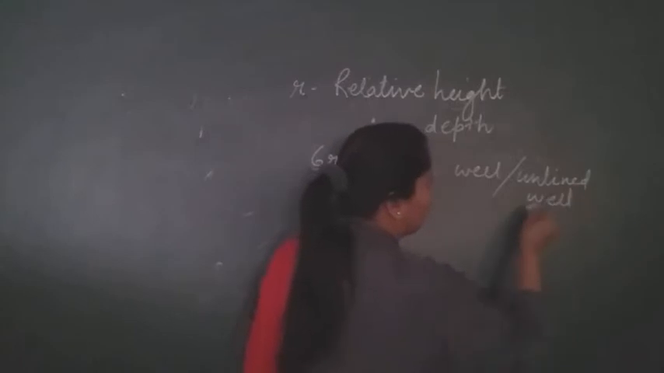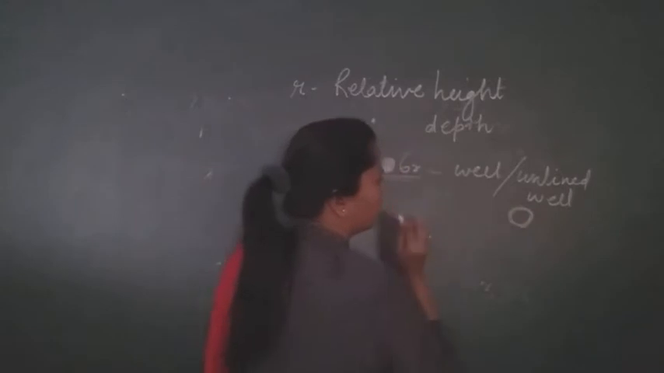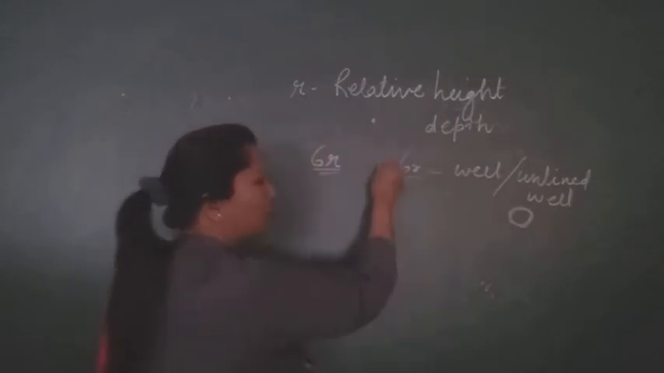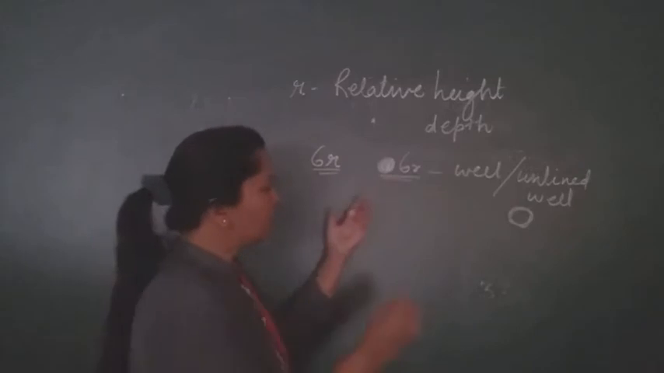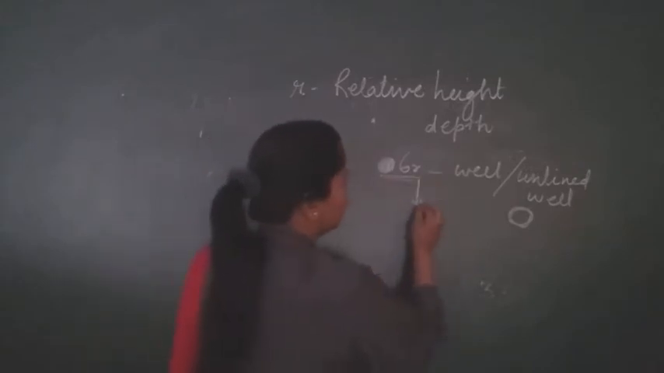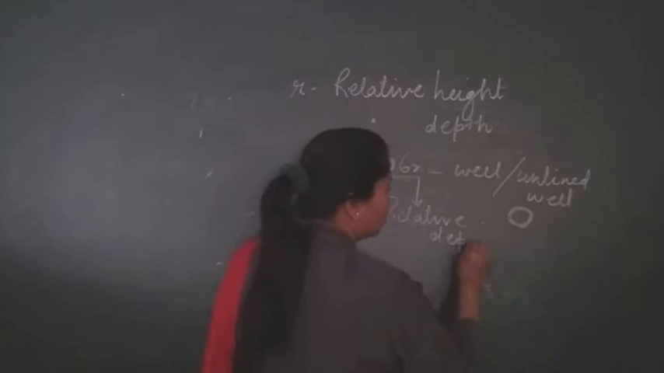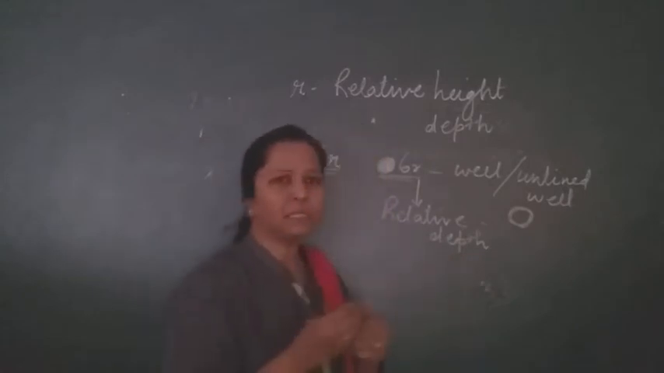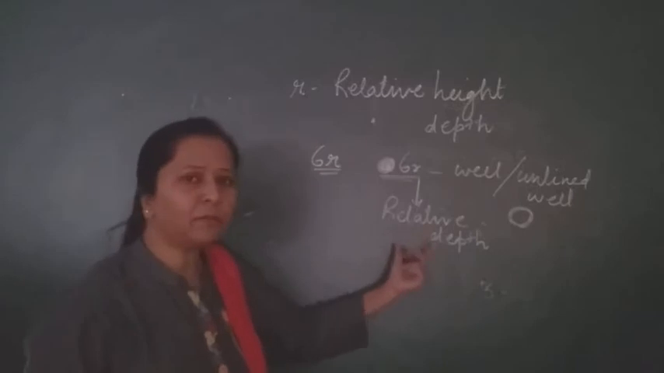If it is a well, or you can say an unlined well, the symbol will be like this. And if it is a well, it will be completely blue in color. Now, 6R will be a relative depth. It is to be understood because we always measure the distance of a well in meters deep inside the water. So it will be relative depth.